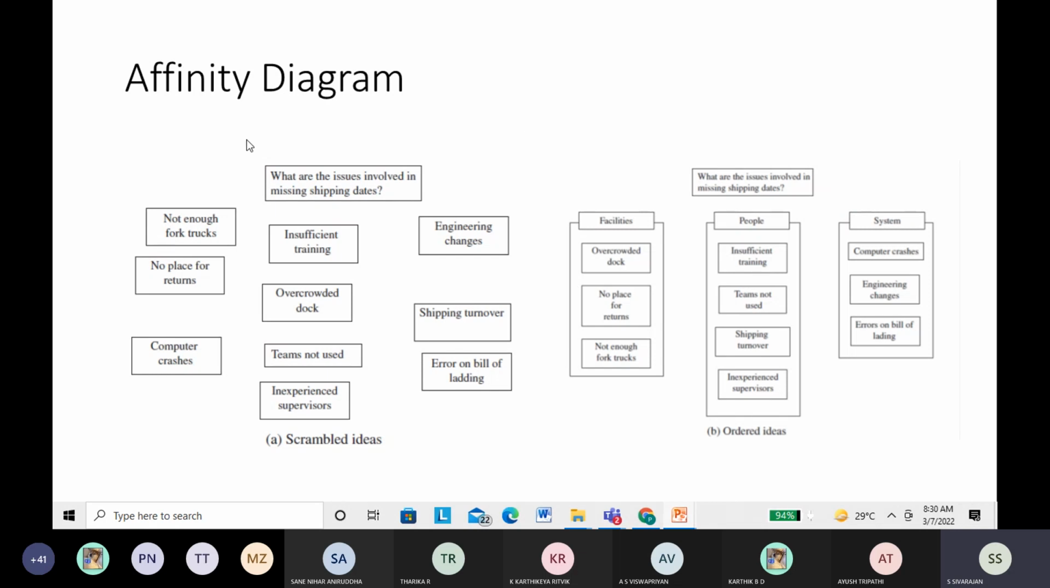So we have some scrambled ideas. Generally, when you do brainstorming, you will have some scrambled ideas. How do you put them into ordered ideas? So you see insufficient training. All these things are basically about people. The team not used, shipping turnover, inexperienced supervisors. These are all related to men. So you group them together. In the same way, facilities are resources. Overcrowded dock, not enough forklifts. These are all basically resources. So you group them together.